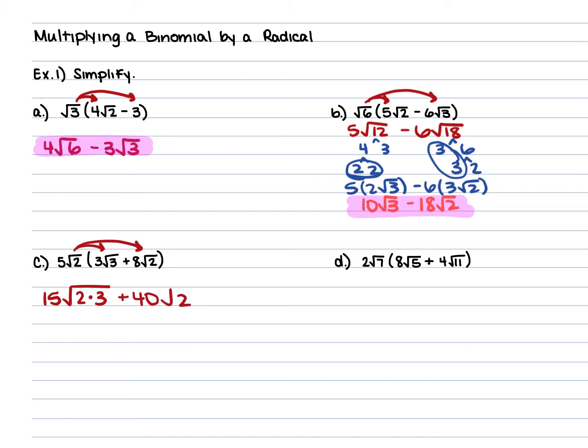And then we have the square root of 2 times the square root of 2, which is just the square root of 2 times 2. When we simplify this, we see that these two 2's are going to pair up to get rid of that radical. And we're just going to do 15 square root 6 plus 40 times 2. That 40 times 2 is 80, so our final answer for this is 15 square root 6 plus 80.